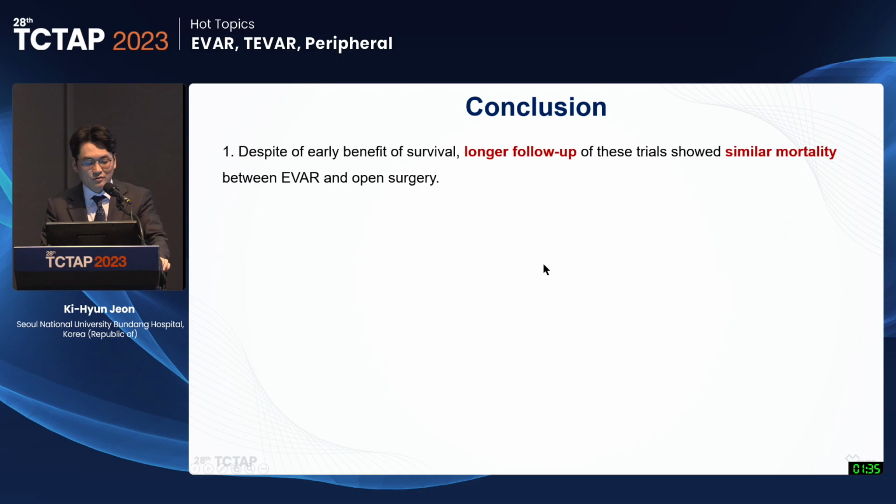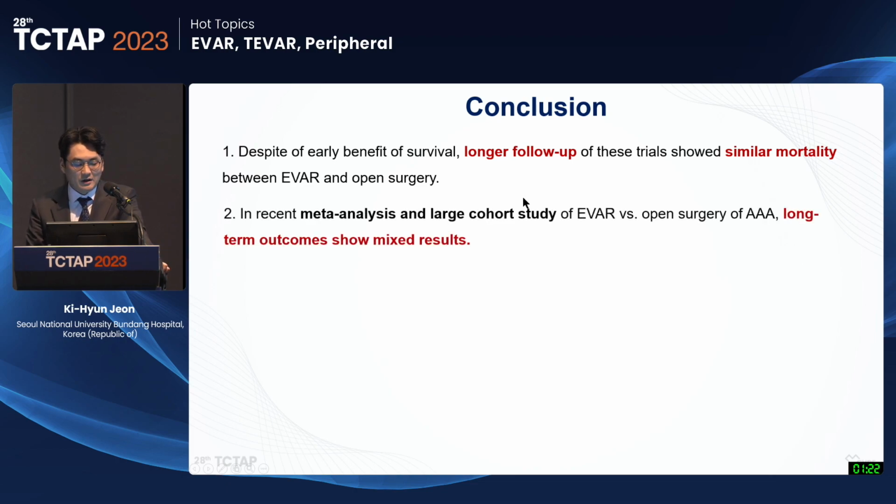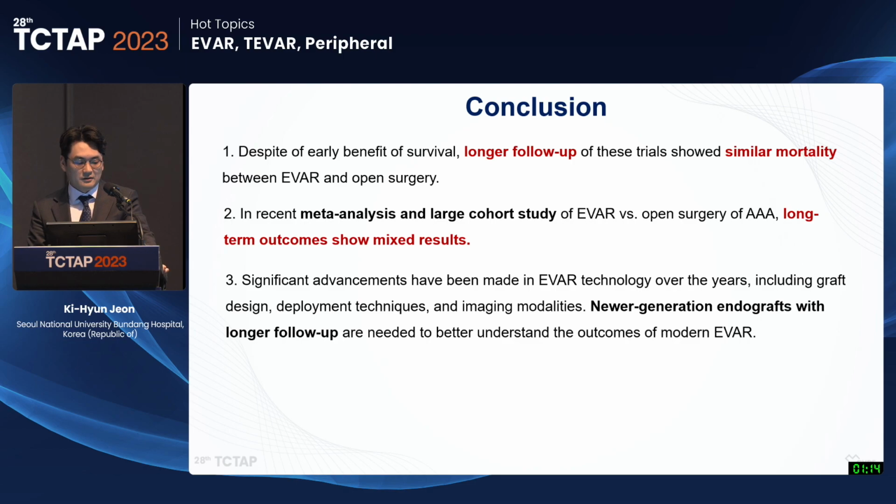So this is my conclusion. Despite the early benefit of survival, long follow-up of these trials shows similar mortality between EVAR and open surgery. In recent meta-analysis and large cohort study of EVAR versus open surgery for AAA, long-term outcomes show mixed results. Significant advances have been made in EVAR technology over the years, including graft design, deployment technique, and imaging modality.